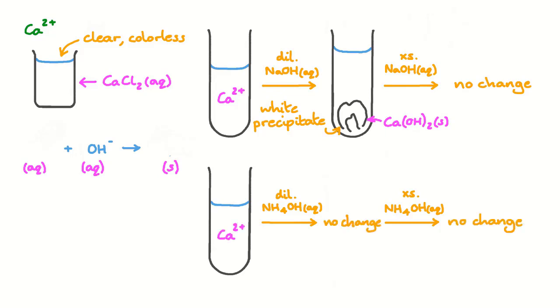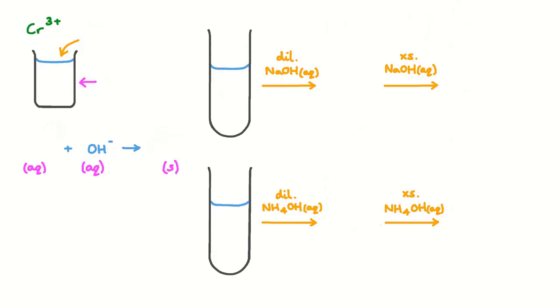On the other hand, adding ammonium hydroxide solution to a solution of calcium 2+ ions will not produce a precipitate in the first place. Adding an excess will have no extra effect. Unlike aluminum ions, calcium ions only have a charge of 2+, so we only need 2 hydroxide ions to balance the charges. Next up is chromium 3.